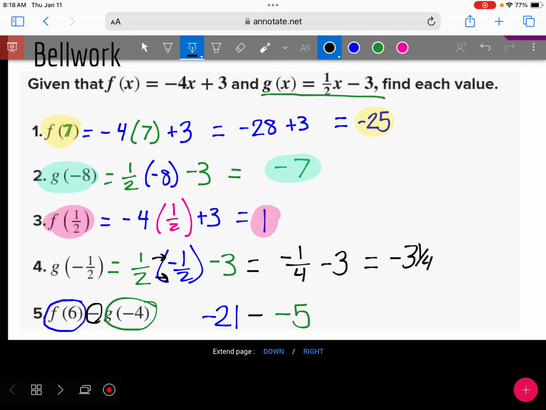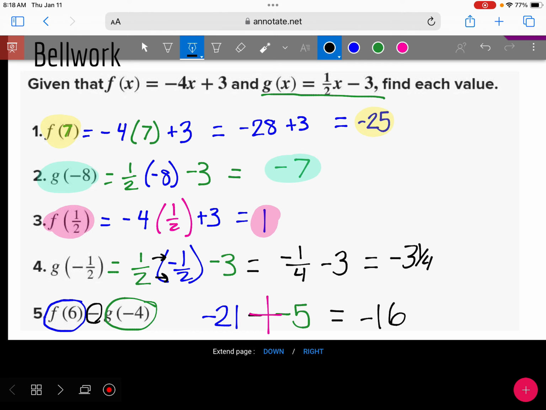And we wind up with negative 21 minus negative 5. And what's the answer for that? What is negative 21 minus negative 5? Negative 26. Not quite. What happens with the double negative? It turns positive. So it's negative 21 plus 5. So it's actually negative 16. Okay.